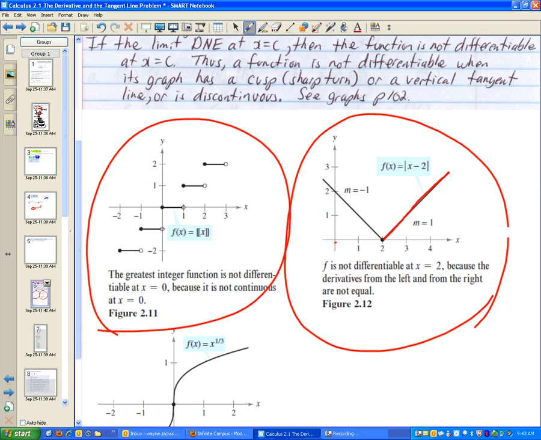What's the slope of that part of the graph? 1. So what's the derivative equal for all of that part of the graph? 1. Because the derivative is the slope. In this weird way, lines are their own tangent lines.